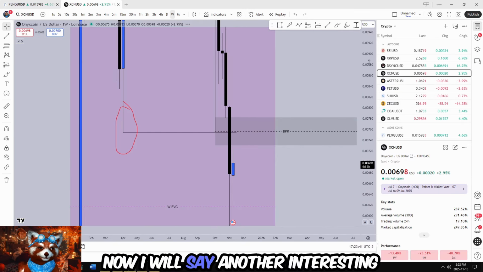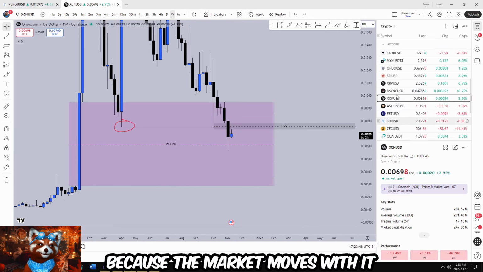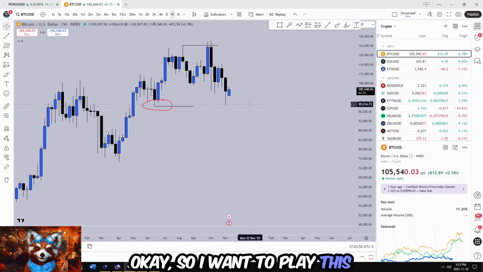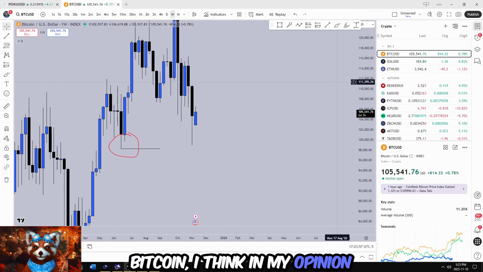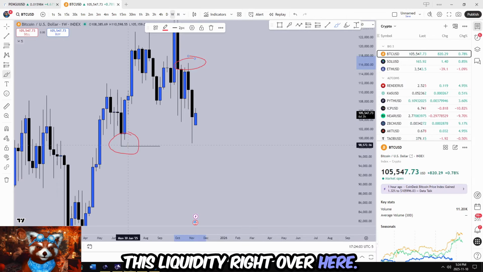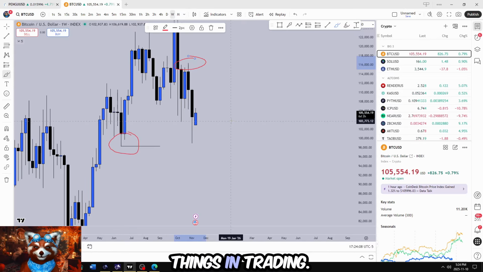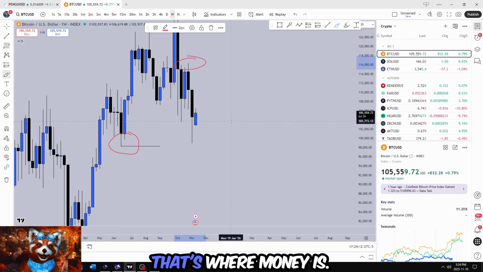Now I will say another interesting take that aligns with XCN, because the market moves with it, is how Bitcoin is reacting. Okay, so I want to play this scenario out for you guys. Bitcoin, I think, in my opinion, has two scenarios. One, sweep this liquidity. Two, sweep this liquidity right over here. Now, liquidity is one of the strongest things in trading. Price always wants to take out liquidity because that's where money is.